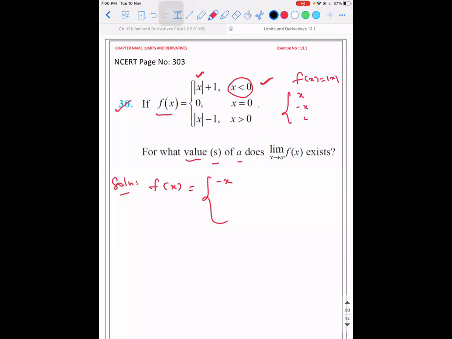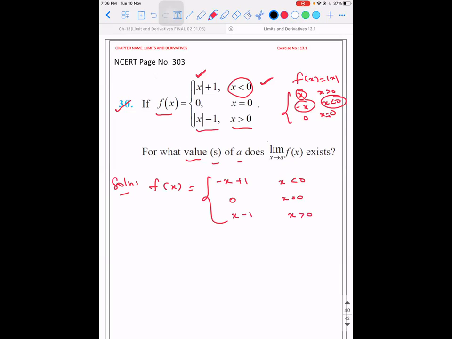It's x, minus x, and 0: when x is greater than 0, x is less than 0, and x is equal to 0. Correct? So when x is less than 0, it is minus x. So here also it is minus x plus 1 when x is less than 0. Means what I'm doing is I'm eliminating that mod. 0 when x is equal to 0. Then what will happen? Mod x minus 1 when x is greater than 0. So what is mod x when the value of x is greater than 0? It will be plus x. That's right. So it is x minus 1 when x is greater than 0.